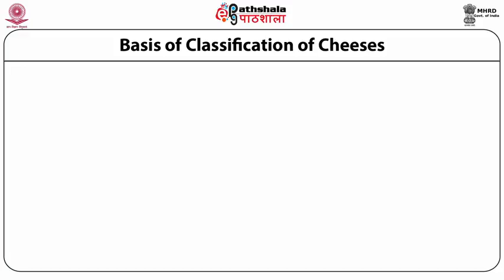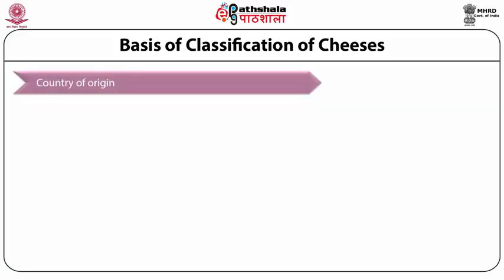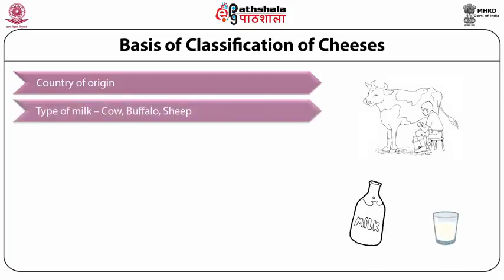Let us see the basis of classification of cheeses. The classification can be based on, number one, the country of origin. Second is the type of milk. For example, in India especially, we use only either cow or buffalo milk, but then you can also use sheep milk, you can use goat milk, and others too.